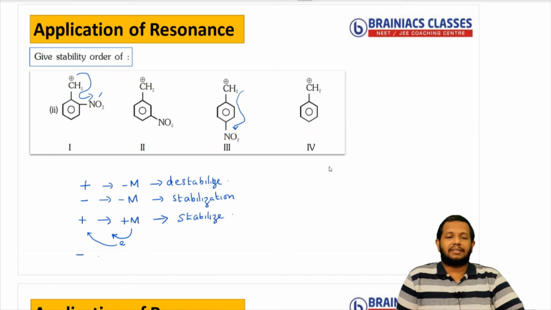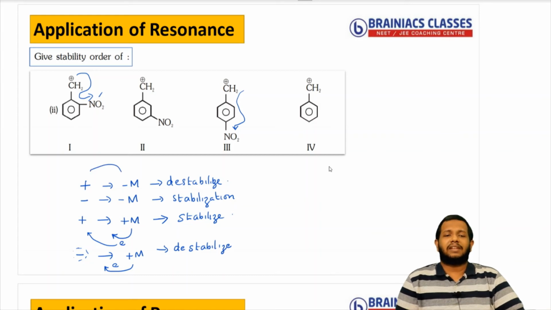Then minus charge with the plus M group, what will happen? What will plus M do? It will donate electrons. So when electrons are coming here, we already have negative charge, so charge density increases. That is destabilization. So this is the conclusion you need to make. You can simply write these two and check it.